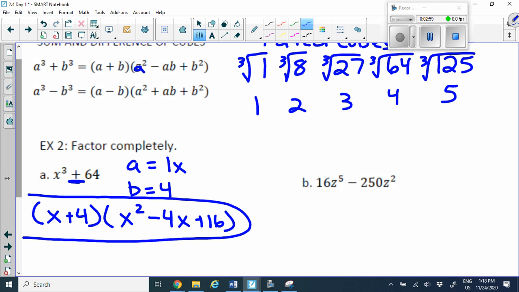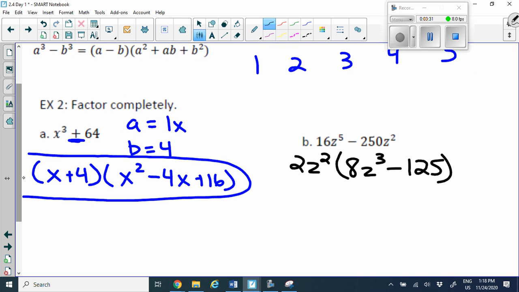Okay, let's look at b. Now, I should have said this earlier, as we did in the last few problems: always check to see if the terms have anything in common. Do these terms have anything in common that we can take out first? Yes, they do. They have 2 in common, so we're going to take that out, and they also have z squared in common. So let's rewrite this: I have 8z cubed minus 125. Notice that 8z cubed minus 125 is our difference of cubes. We're still going to bring the 2z squared down.